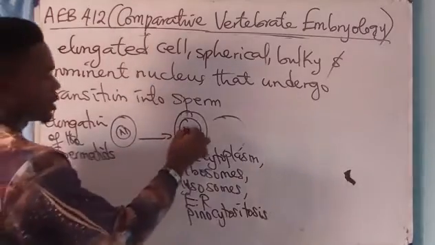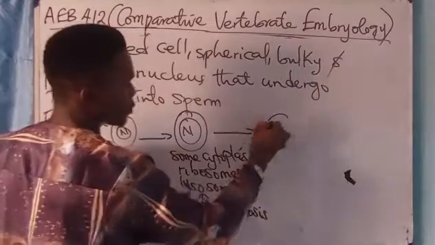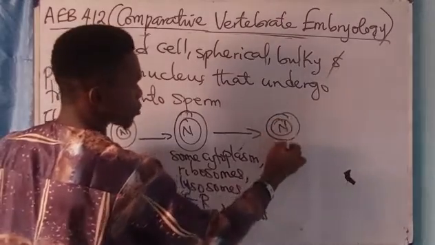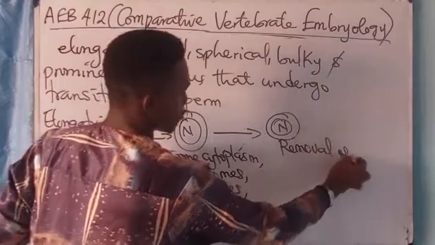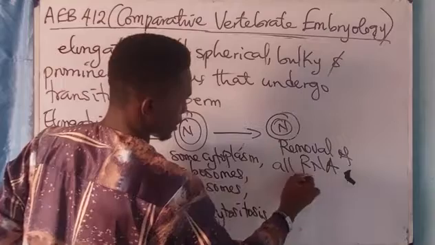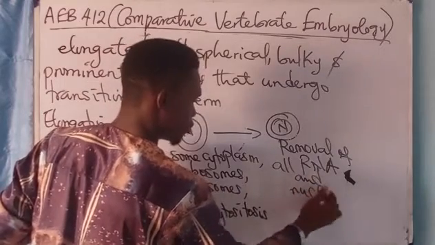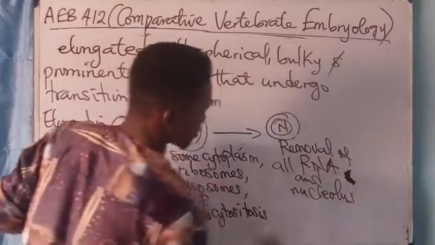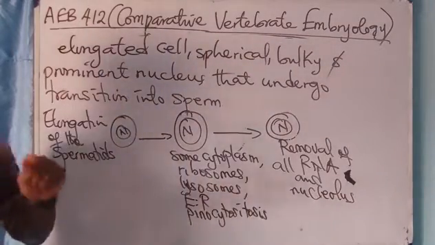Pinocytosis. Okay. Now, after that, what happens? There's also removal of all RNA and nucleolus. All right. So these are the stages that the spermatids must undergo.